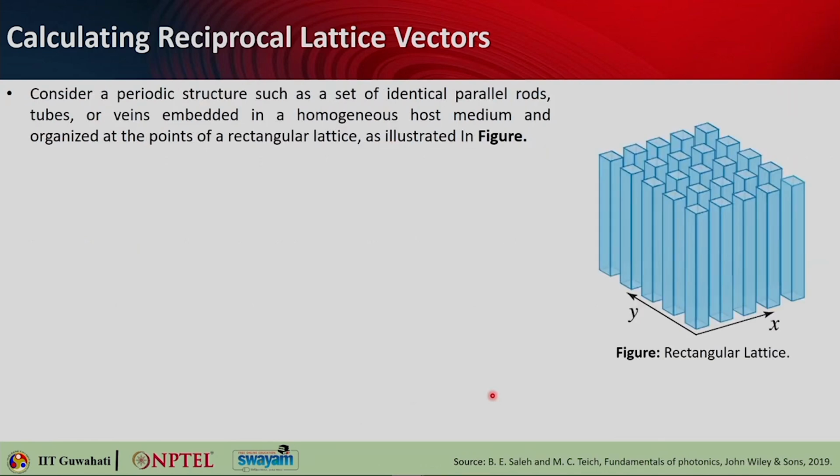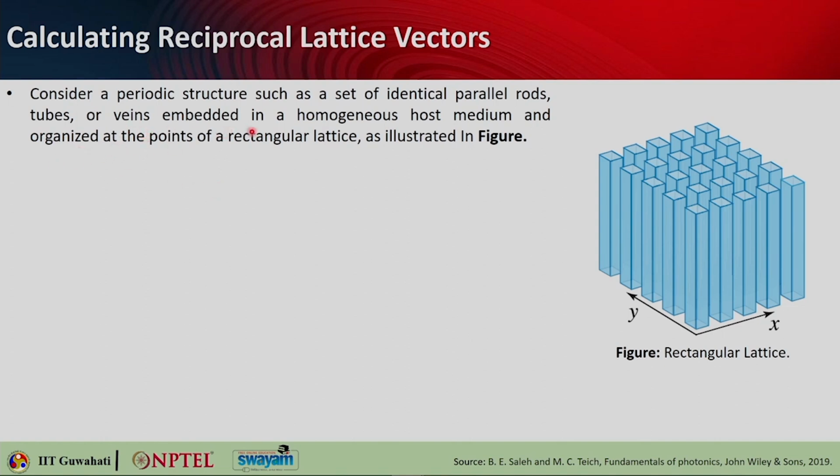Now, if you consider a two-dimensional arrangement, let us consider this particular picture, which is a periodic structure of identical parallel rods or tubes or veins. Veins will be like meshes, like grids like this.